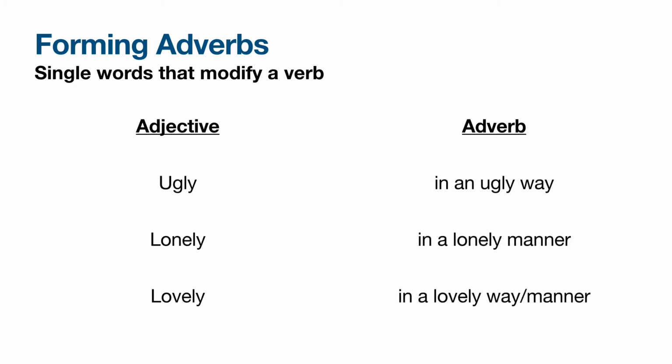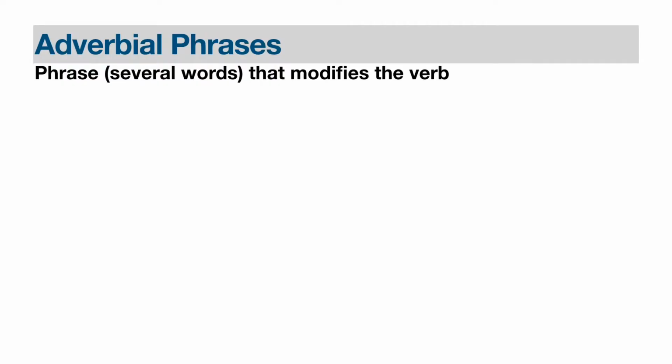Let's learn this particular phrase. In an ugly way, or in an ugly manner. Way and manner here are synonymous. They mean the same thing. But we can use this phrase to describe the verb using an adjective that ends in ly. That brings us to our next chapter, adverbial phrases.